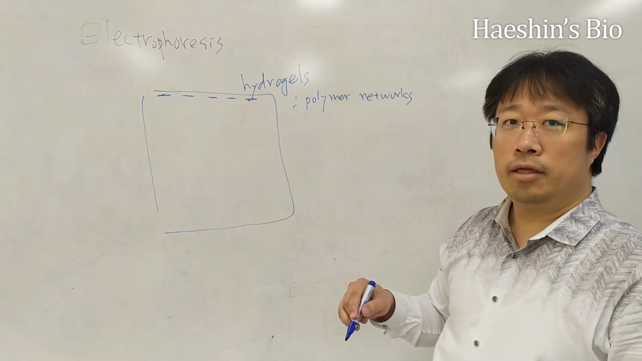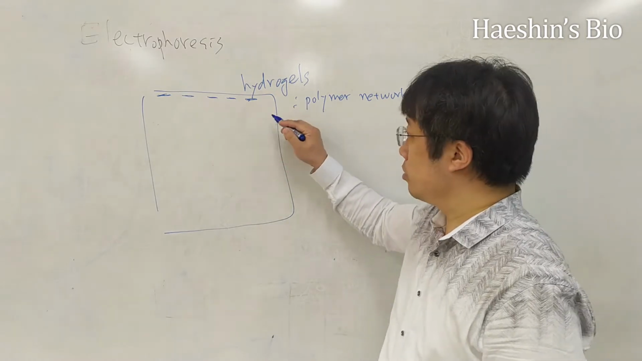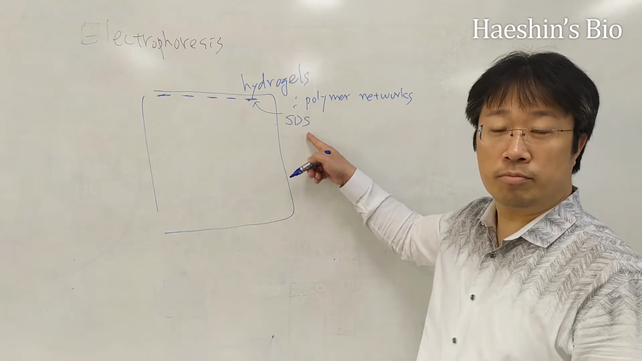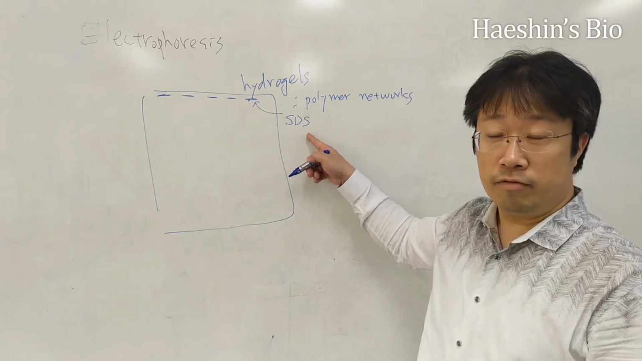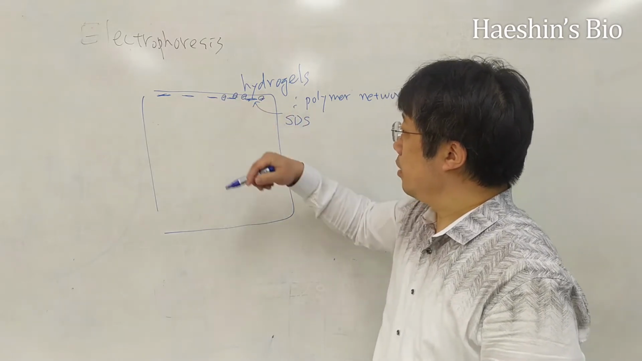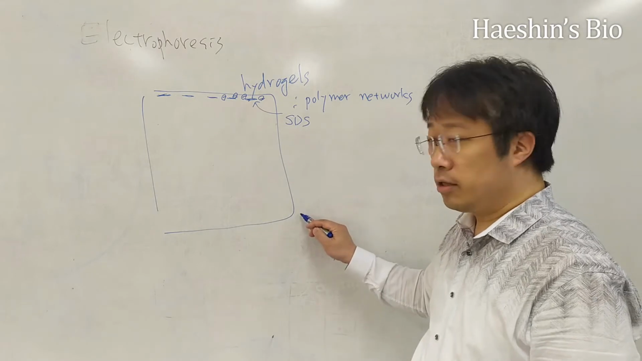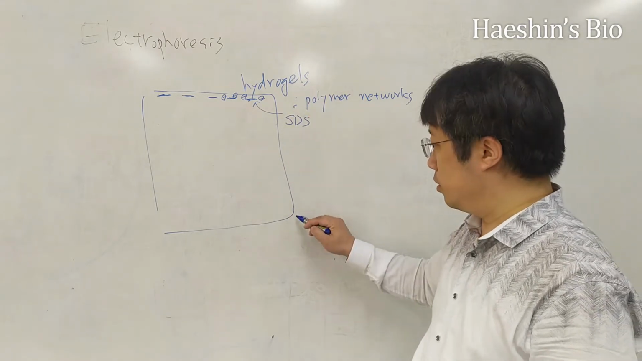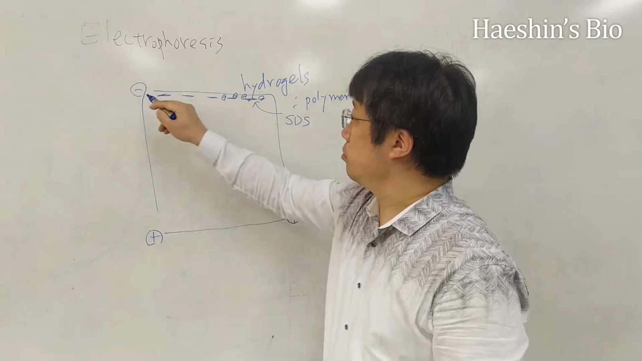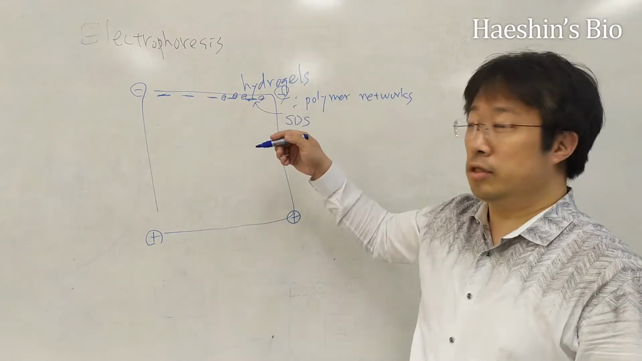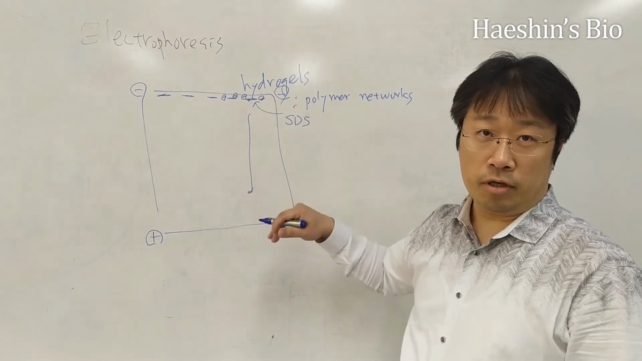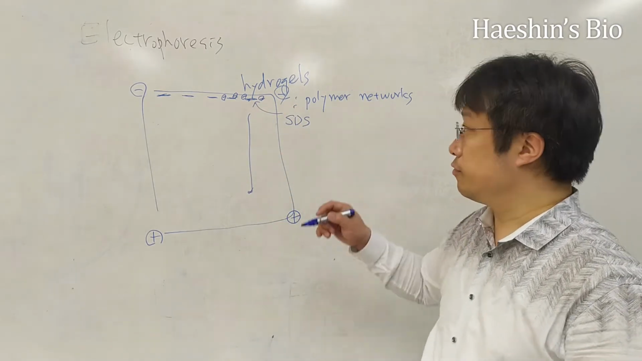Generally speaking, you add some detergent, typically SDS, sodium dodecyl sulfate, which provides a negative charge on the backbone of the protein, so they are basically negatively charged. Then we apply a voltage at the end of the hydrogel, positive at one end and negative at the other, so that the negatively charged proteins start to migrate because of the voltage difference.